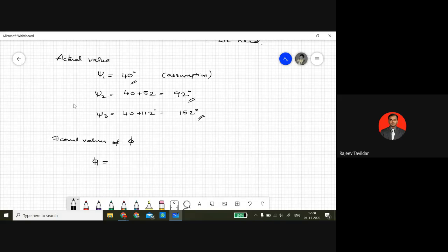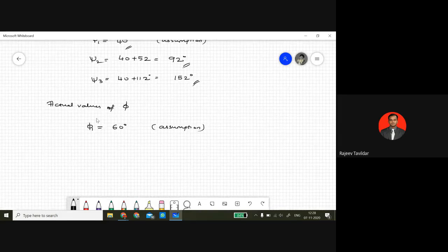So again, phi1 is not given to us. We need to assume it. We can assume any value. Say, let me assume this as 60 degrees. So this is again an assumption. Then what will be phi2? It will be 60 plus 36, what you had got. So I'm getting this as 96 degrees. And phi3 will be again 60 plus 53.4. So that will be 113.4 degrees.